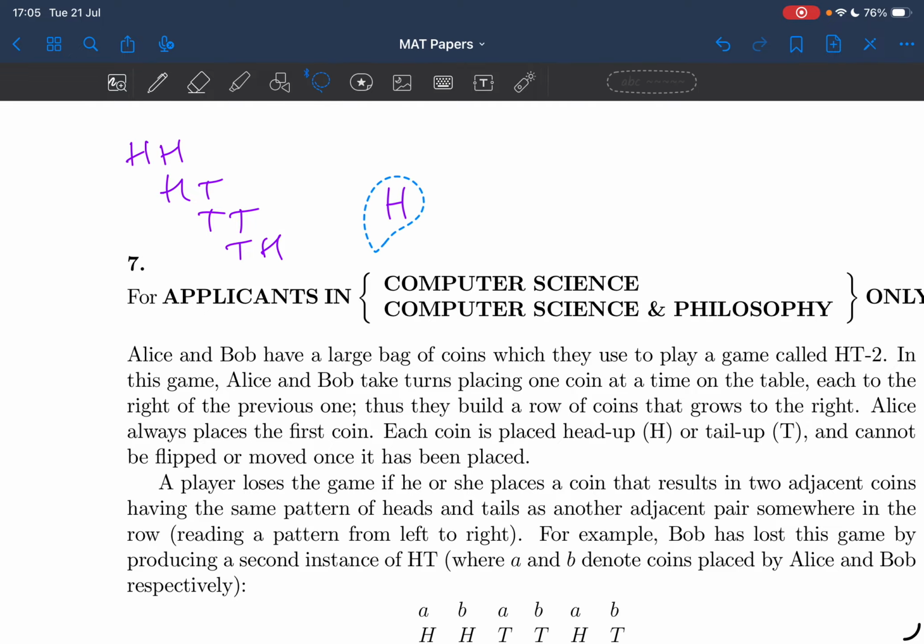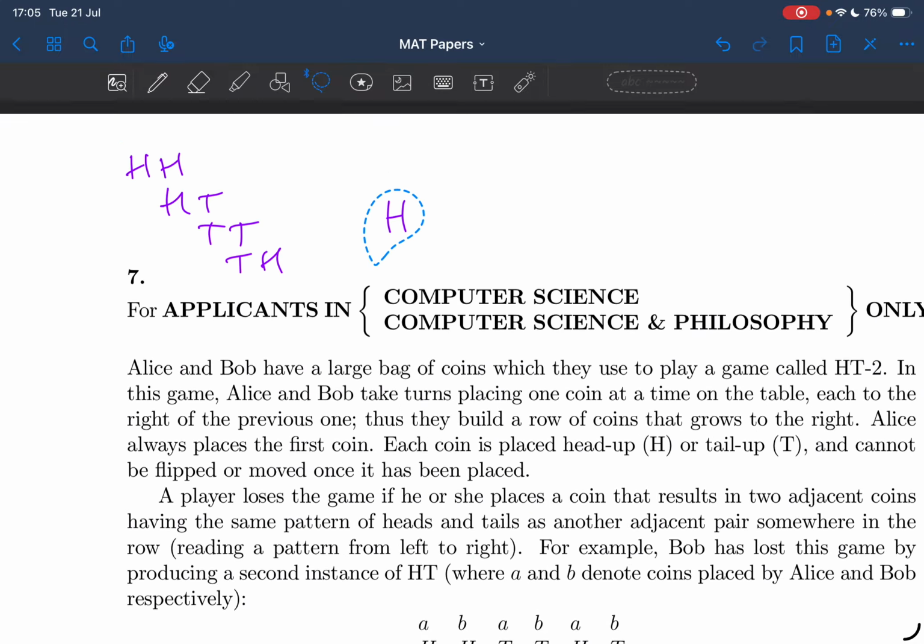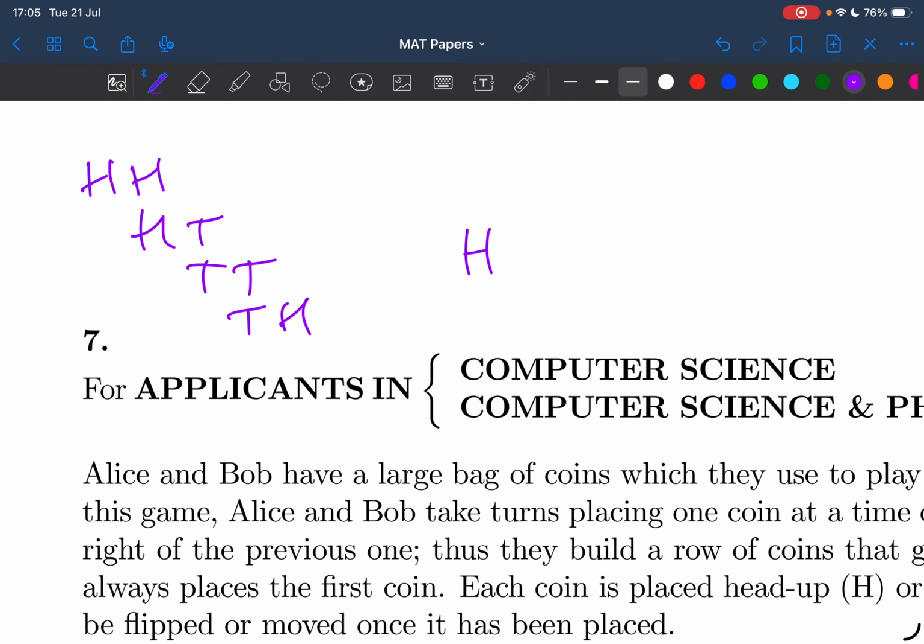So let's do that. Do I need more space? Maybe I'll move it if I do. So that's going to be Alice going first, playing a head. What can Bob do after that then? Well, Bob can do 2 things, either a head or a tails.